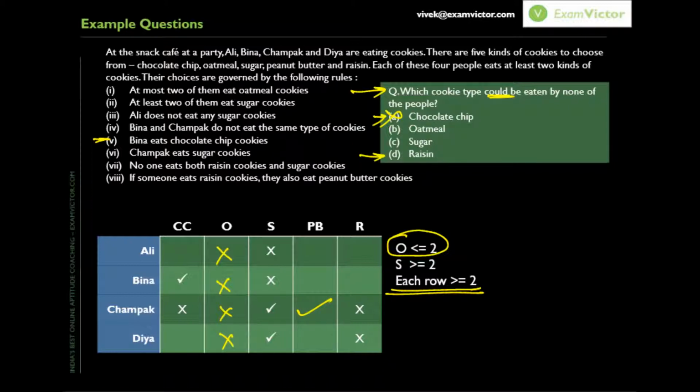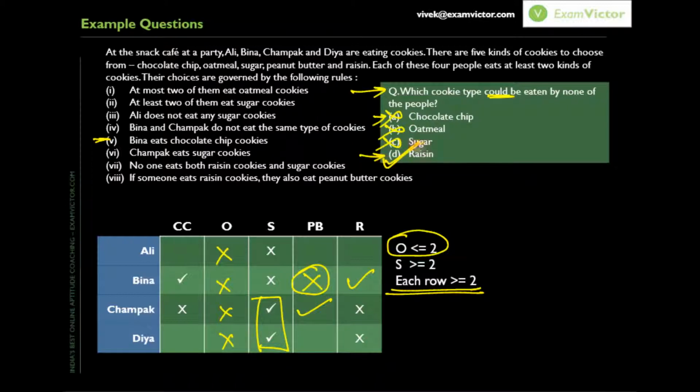So Champak automatically gets a tick in peanut butter. And now you remember the old violation, right? If he is getting a tick in peanut butter, then Beena gets a cross. That means Beena has to compulsorily eat raisin now because she also needs at least 2 ticks in this row. But anybody who eats raisin has to eat peanut butter. And for Beena now that is a contradiction, right? She can't eat it and not eat it. So oatmeal also is cancelled. It can't be that nobody eats oatmeal. Then you have sugar. Sugar, you already figured out that 2 people are definitely eating sugar. So that is also cancelled.